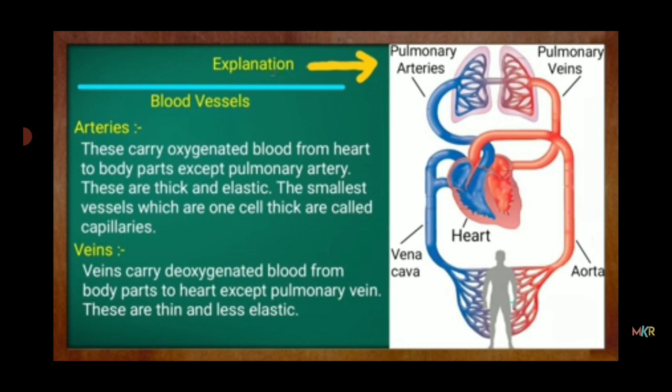Then veins. Veins carry deoxygenated blood from body parts to the heart except the pulmonary vein. These are thin and less elastic.